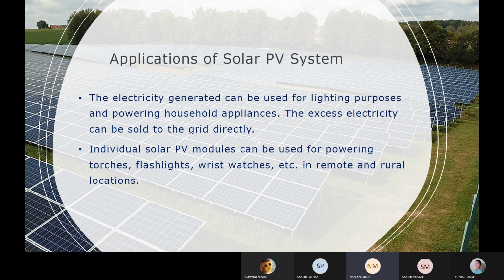Applications of solar PV system. First, the electricity generated can be used for lighting purposes and powering household appliances. The excess electricity can be sold to the grid directly. Second, individual solar PV modules can be used for powering torches, flashlights, wristwatches, etc. in remote or rural locations. It's over to you, Sakshi.